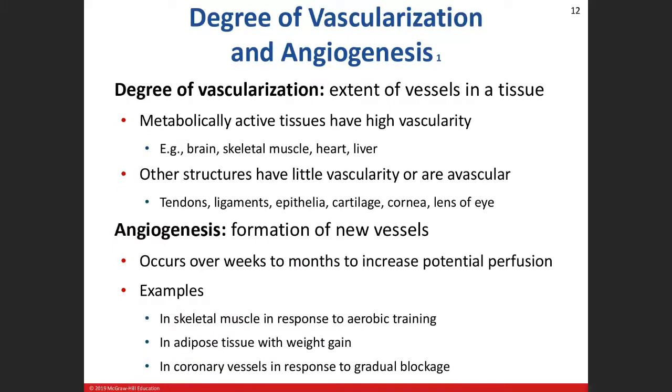perfusion. Okay? So when we talk about vascularization, certain tissues that are metabolically active, that do a lot of stuff, skeletal muscle is a great example. You ever seen a bodybuilder that works out or an endurance athlete that is working out really hard? You'll see blood vessels just all throughout their skeletal muscle. You'll see it in those professional bodybuilders.